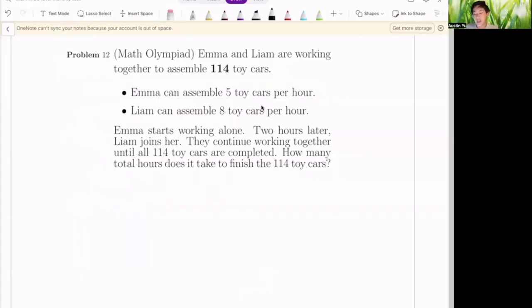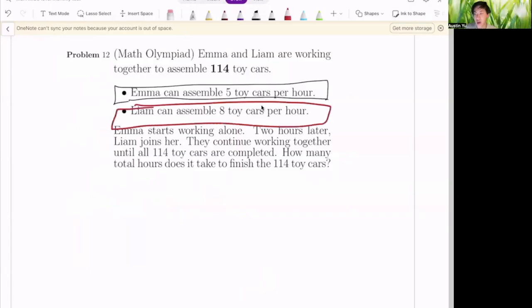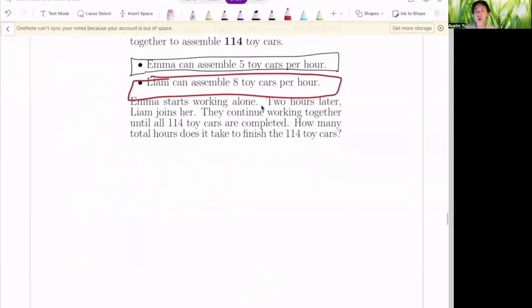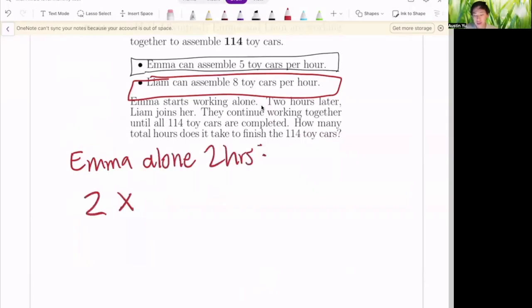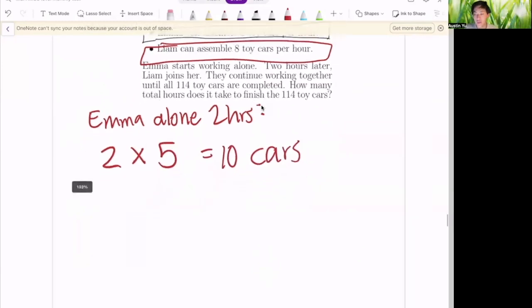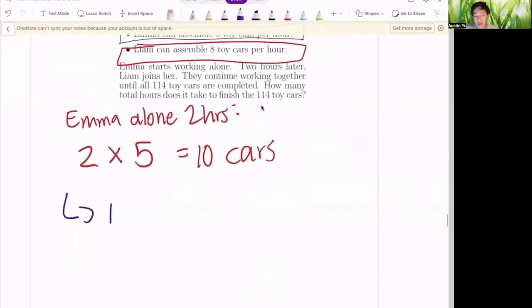So we know that the speed Emma works is 5 toy cars per hour, while the speed Liam works is 8 toy cars per hour. So when Emma works alone for 2 hours, wouldn't this just be 2 hours times the number of cars that she made per hour, which means that she made 10 cars when she was working alone. Which means that the remaining cars that they have to make is going to be 104 cars.